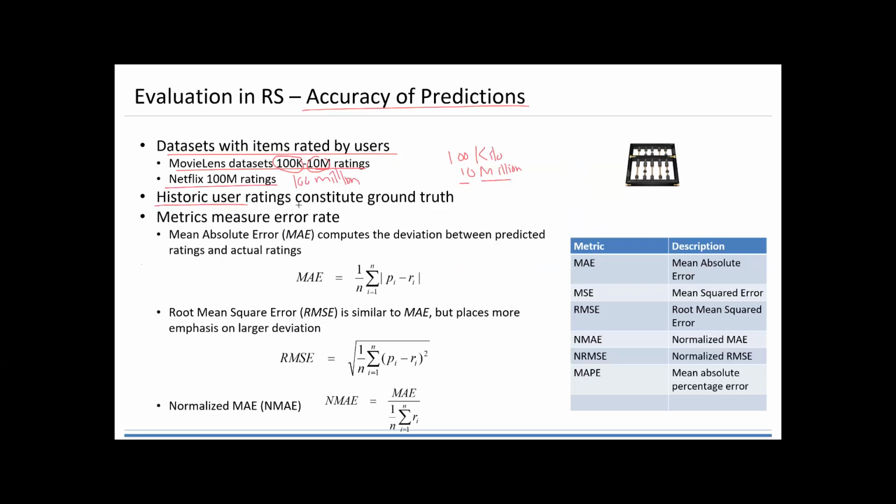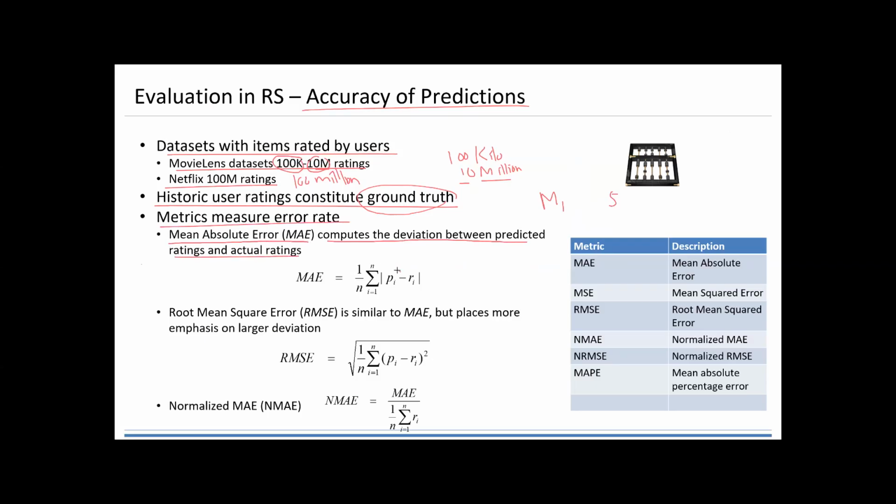So historic user ratings constitute ground truth. When we know the rating, let's say for movie one the rating is 5, this is the ground truth or the actual data. The metrics measure the error rate. We want to calculate the mean absolute error, which computes the deviation between the predicted rating and the actual rating.